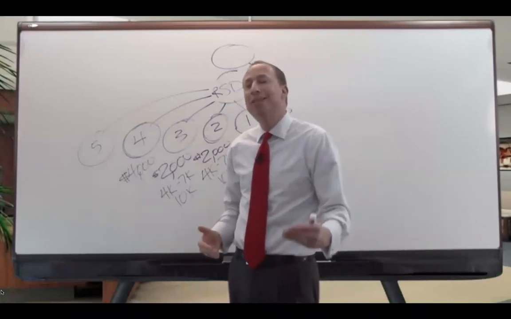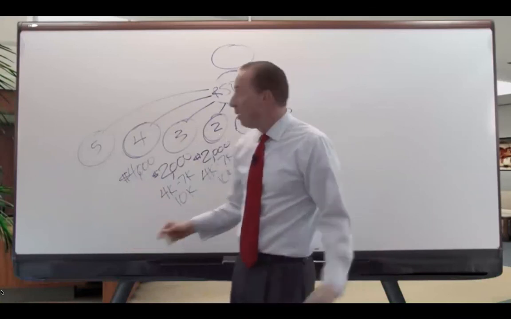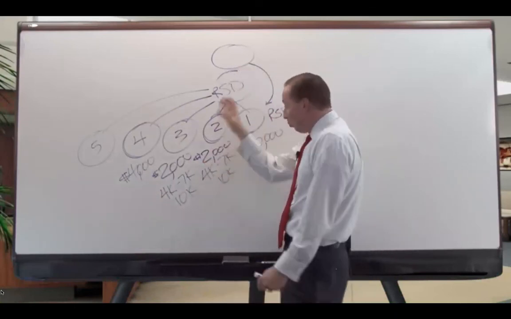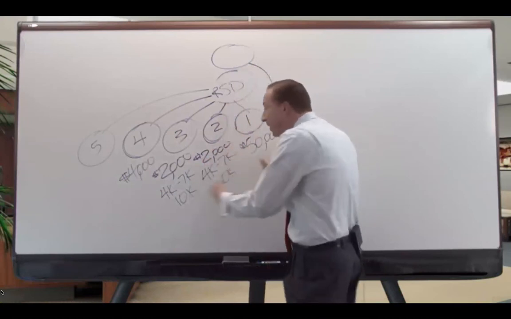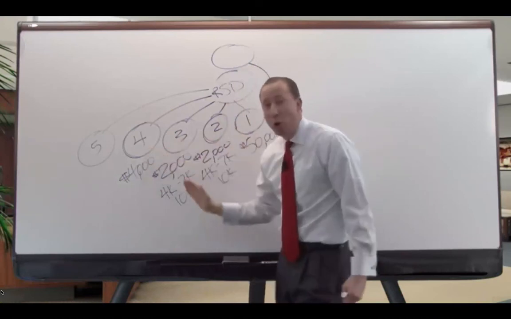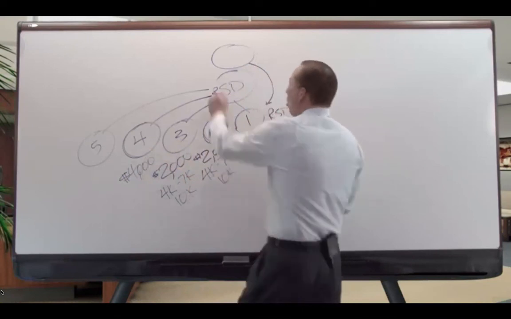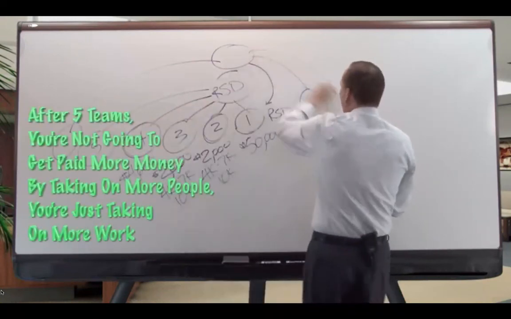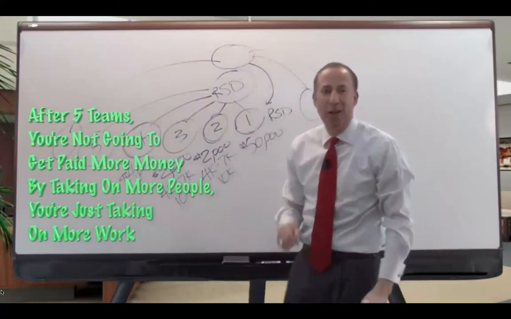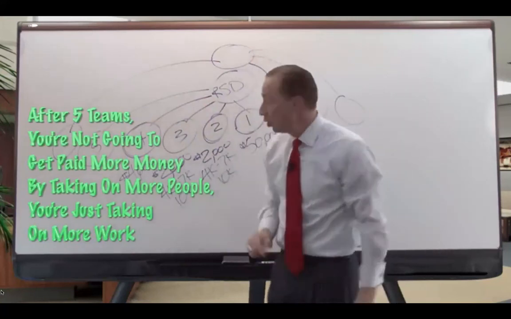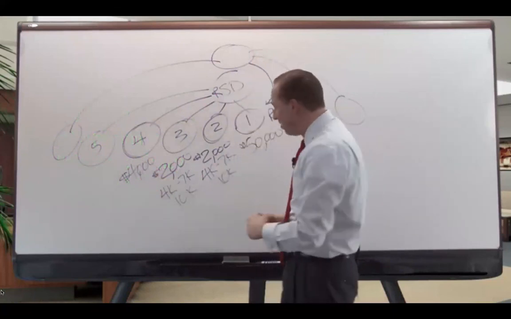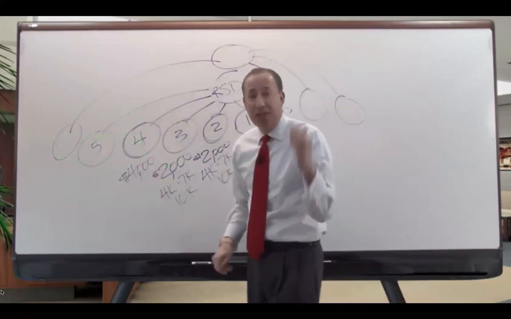There's just no reason to go wider than that, because you get paid just as much money by sponsoring people and placing them on different teams that you already have than going wider. So you're not going to get paid more money by taking on more people and going wider. You're just taking on more work. So stay within 5 teams once you get there, and then after that, build deep, deep, deep.